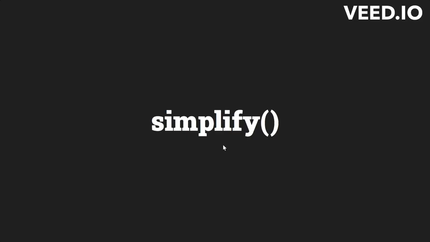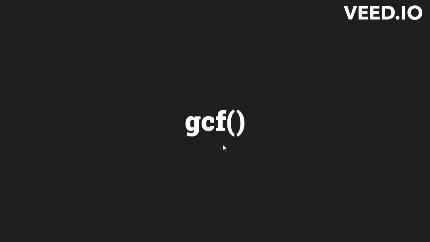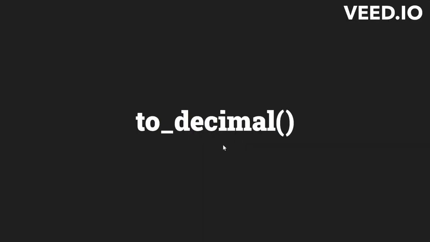Simplify, which takes a fraction and then simplifies it into the simplest form, just gets the greatest common factor, divides both the numerator and the denominator by the greatest common factor. So I made a function called GCF in order to get the greatest common factor. And then also have to decimal, which basically takes a fraction and converts it to a decimal by turning the numerator and denominator to a float and dividing them.